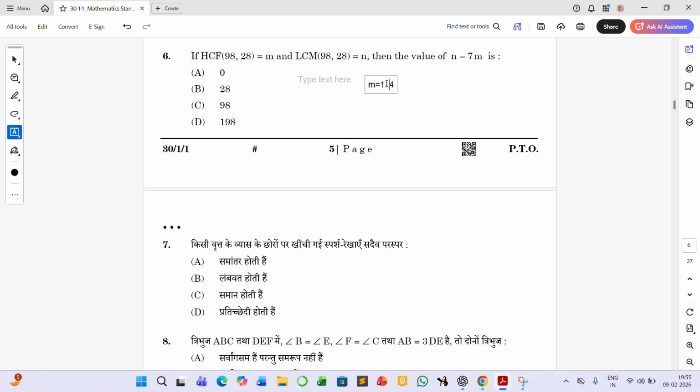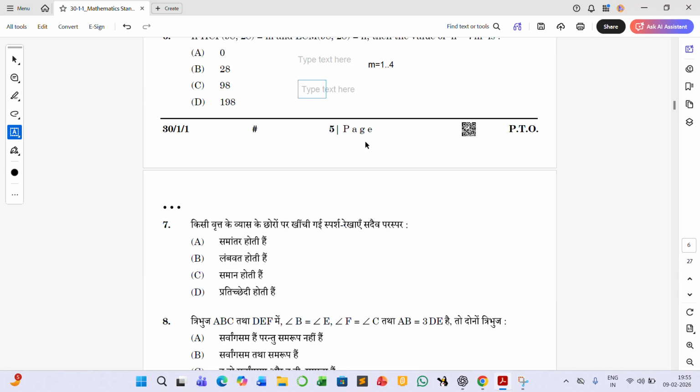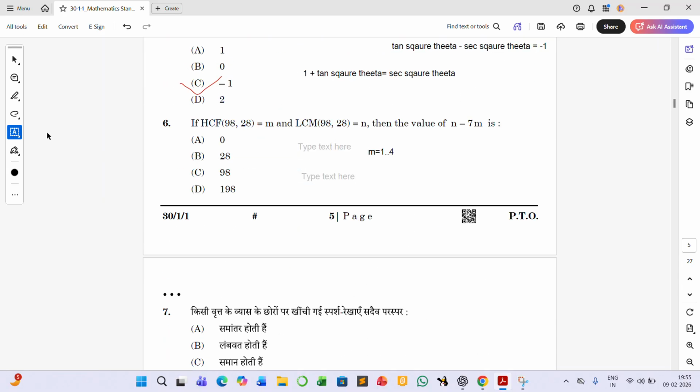So M is equal to 14, right? Just a minute. This is hanging a little bit. No worries. So M is equal to 14, and N.